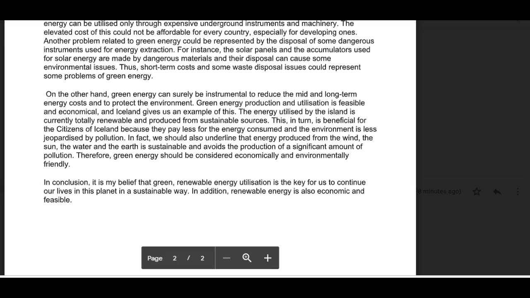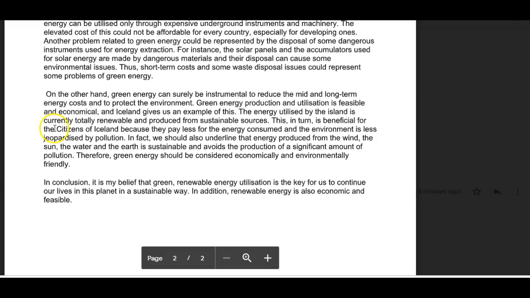On the other hand, green energy can surely be instrumental to reduce the mid and long-term energy costs and to protect the environment. Green energy production and utilization is feasible and economical, and Iceland gives us an example of this. The energy utilized by the island is currently totally renewable and produced from sustainable sources. This in turn is beneficial for the citizens of Iceland.